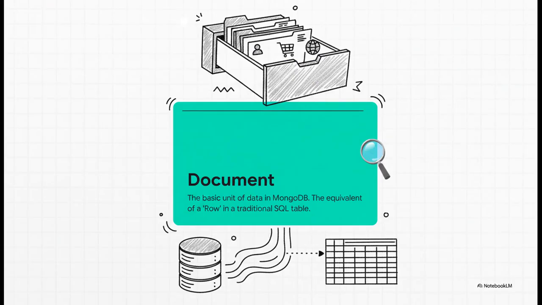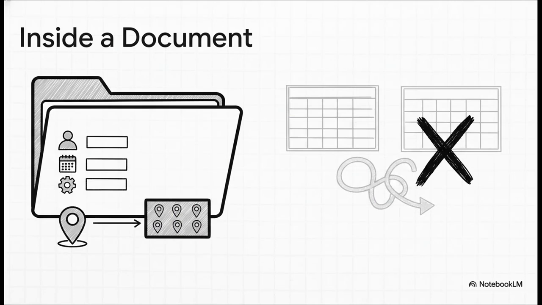Okay, so you've got your drawer, your collection. Now, what's inside it? Well, inside that drawer, you have your documents. And each document is like a single folder that has all the info about one specific thing. One user, one product, you name it. This is the new equivalent of a row from the old spreadsheet world. And this is where the magic really happens. See, a document stores its data in these really simple field-value pairs, kind of like a contact card in your phone. Name: Alice. Email: alice@example.com.